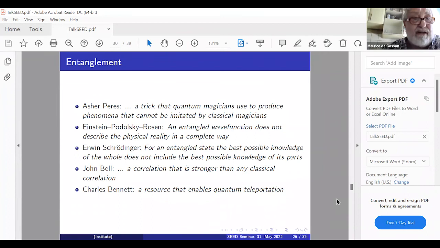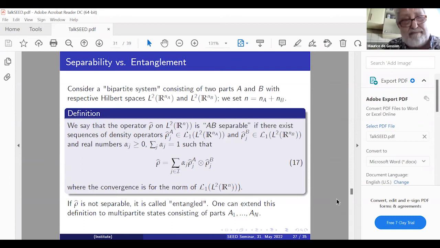What is it? So, let's take a bipartite system consisting of two parts, one part A and one part B, with respective Hilbert spaces. So the total system has dimension N, the sum of N_A and N_B. But we say that the density operator rho hat is AB separable if there exist sequences of density operators in L2 R^NA and in L2 R^NB and numbers summing up to one, such that rho hat is the sum of tensor products here. Separable means that each component actually can be written as a tensor product.